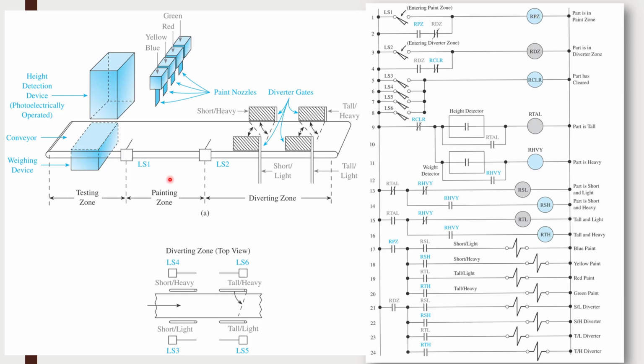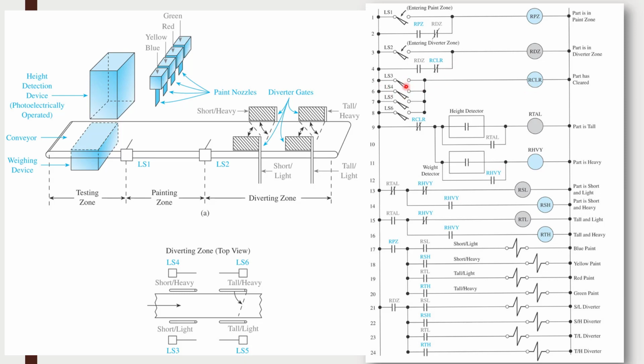Now, once it's in that painting zone and it gets painted and it goes into the diverting zone and LS2 picks up, that's going to pick up RDZ and that's going to make this drop out because it's not in the paint zone anymore, and that'll happen. And this will pick up and it seals in too. What breaks its seal is if it's in the clear zone, which are any of these four.